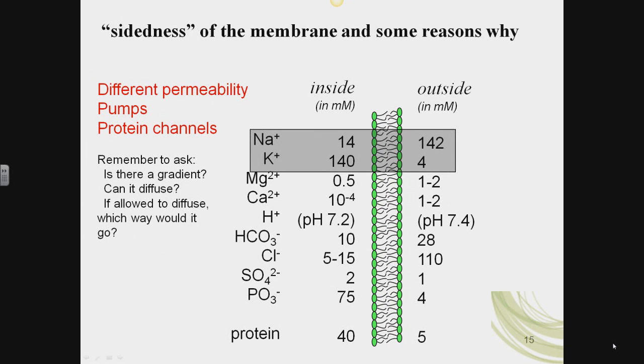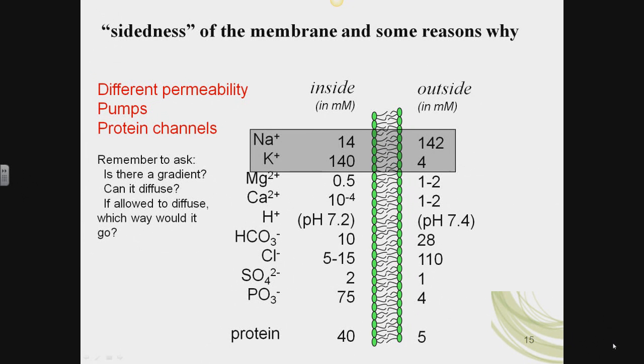Please look very carefully at the two electrolytes that I have boxed in gray in this picture. Let's look at sodium first. If suddenly sodium had permeability, can you tell me which way it would move? It would move down its gradient. So your word choices should be, it would move from the outside of the cell to the inside of the cell. What about potassium? If and when suddenly potassium had permeability, which way would it move? It would move from the inside of the cell to the outside of the cell.